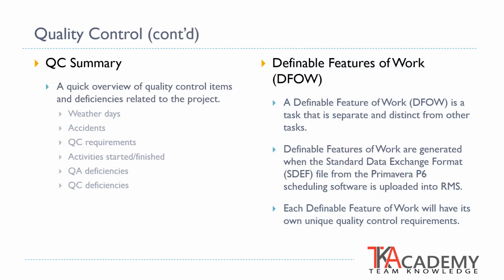The first feature is a summary of the quality control related to a project as a quick overview of the quality control items and deficiencies related to that project. It is fed by the other features and tabs. In the quality control summary, there will be information related to weather days, accidents, quality control requirements, activities that have started and when they're scheduled to be finished, quality assurance deficiencies, and quality control deficiencies.